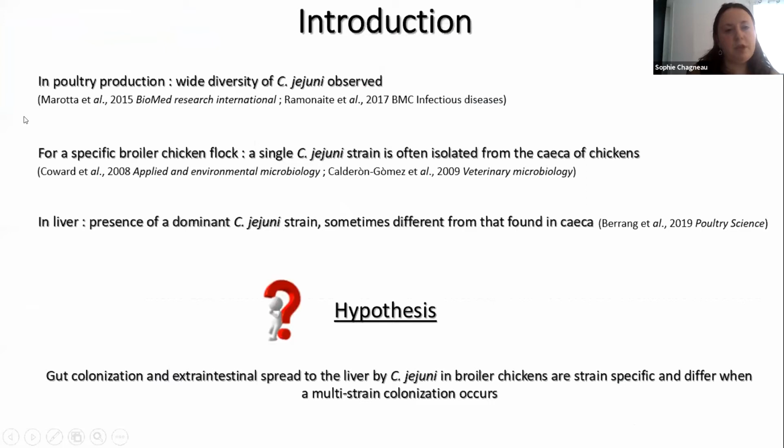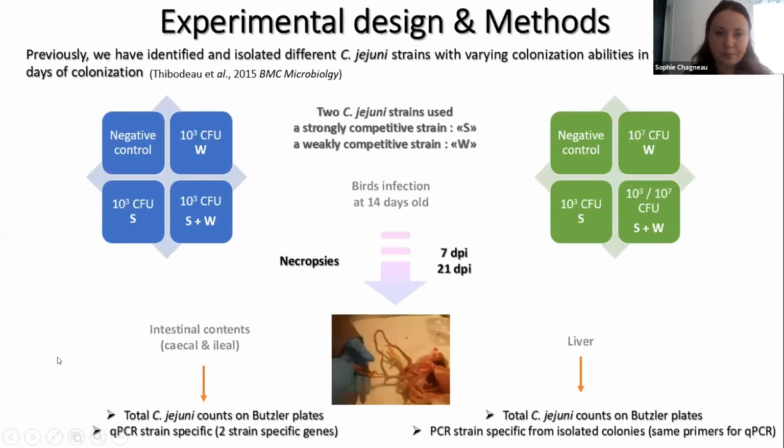In poultry production, we can observe a wide diversity of Campylobacter jejuni. However, for a specific broiler chicken flock, a single Campylobacter jejuni strain is often isolated from the ceca of chickens. And in a recent study, authors show the presence of a dominant Campylobacter jejuni strain in liver, but sometimes this strain was different from that found in ceca. So we have speculated that good colonization and extraintestinal spread to the liver by Campylobacter jejuni in broiler chickens are strain specific and differ when a multi-strain colonization occurs.